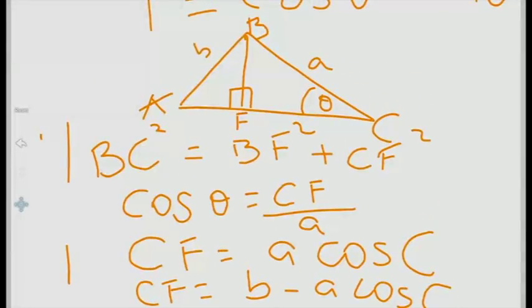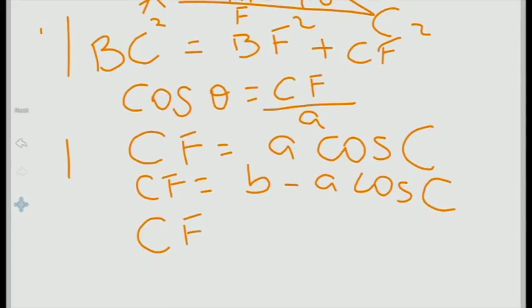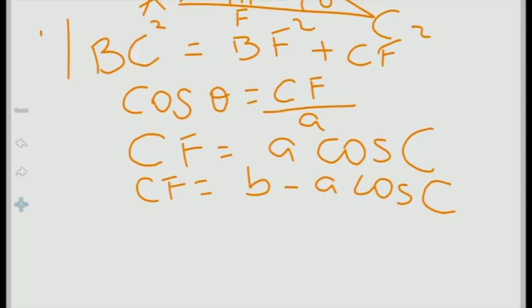What is BF? BF is this height here. How are we going to find that height? Which ratio can we use to find that height? Using the same angle here, this is the opposite. We can use the sine, but you see the sine couldn't work for everything. So now we want to use the cosine. We have found CF, we want to find BF now.